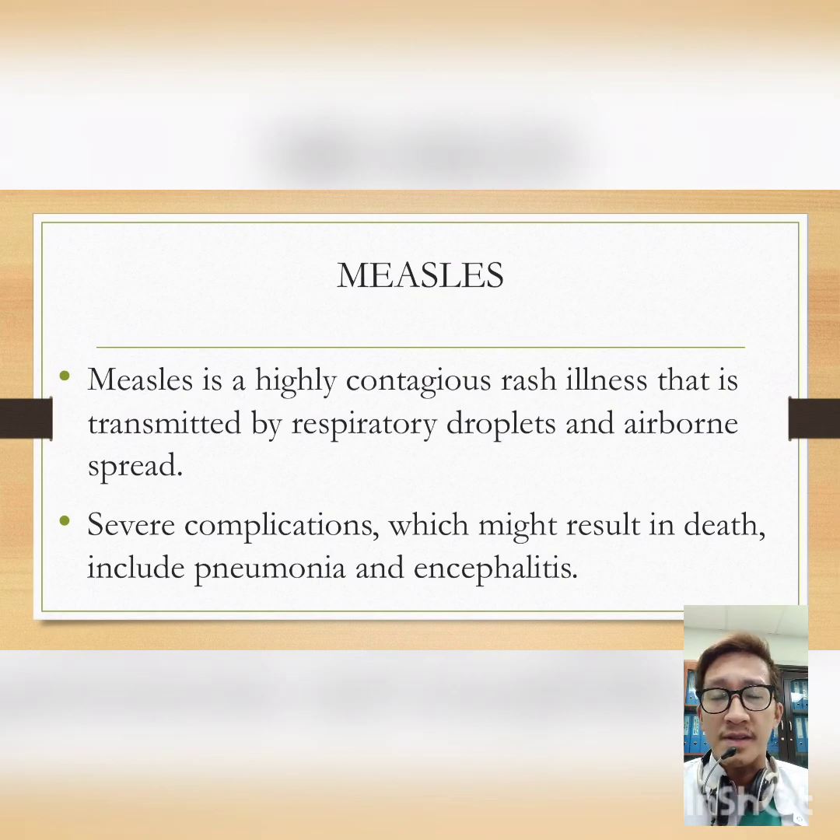When we talk about measles, this is a highly contagious rash illness that is transmitted by respiratory droplets and airborne spread. Severe complications of measles, which might result in death, include pneumonia and encephalitis.